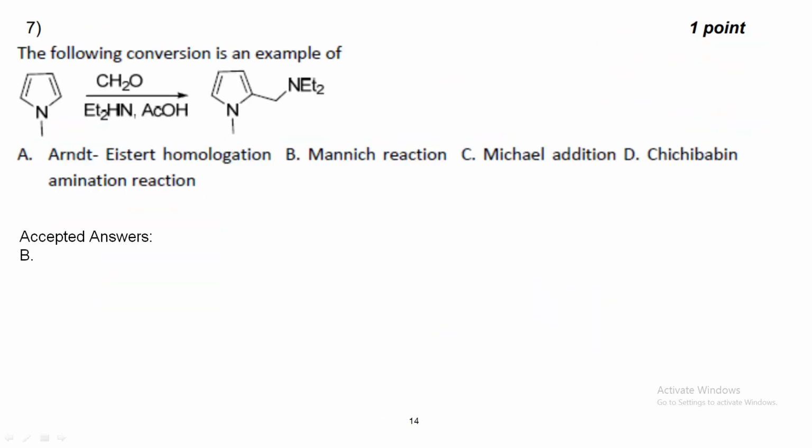So coming to problem number 7. This particular combination we have just done. It would generate a species like this, which is nothing but a Mannich reaction intermediate. So easily we can solve it by looking at the reagent itself. So for the mechanism, let's look.